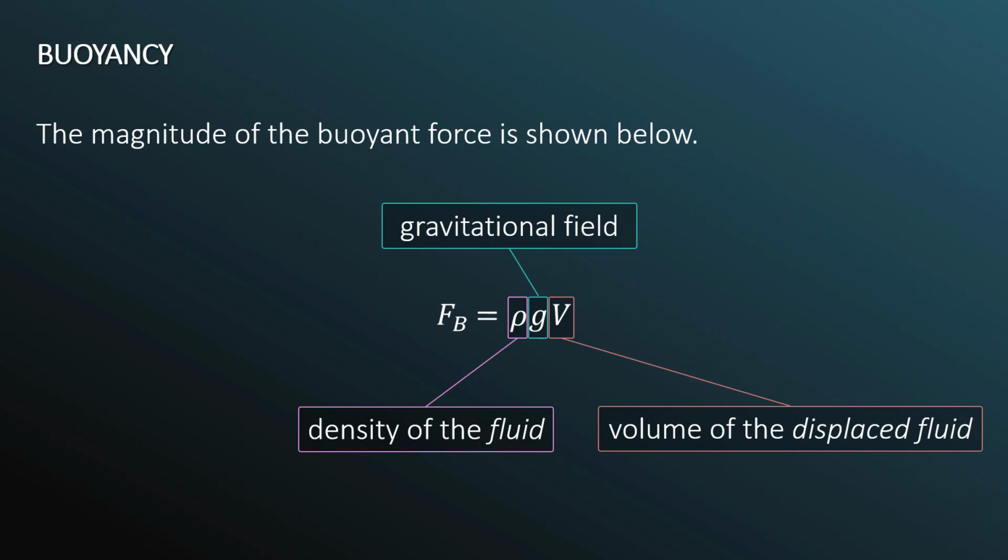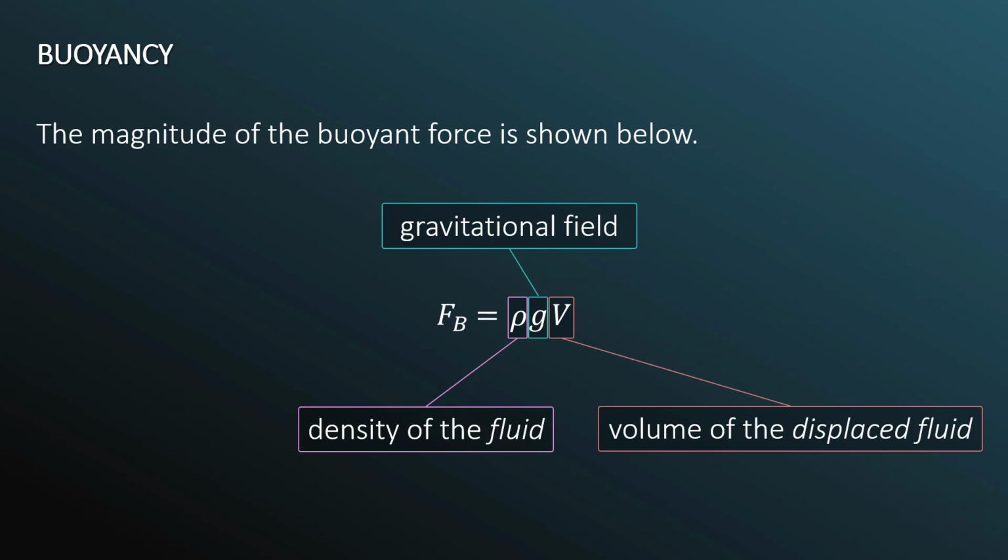Now, the volume of the displaced fluid is equal to the volume of the object if the object is completely submerged. If the object is floating, only part of the object is beneath the fluid, so the fluid that has to move out of the way to make room for the object is not equal to the volume of the entire object.